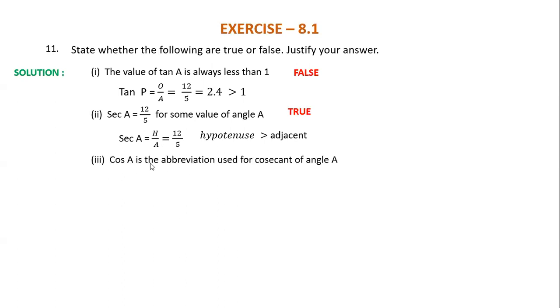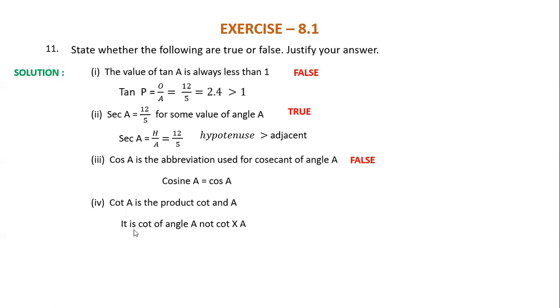Third one: cos A is the abbreviation used for cosecant of angle A. Now, cosine A is cos A, not cosecant. So this is a false statement. Next, cot A is a product of cot and A. In the first question itself, I told you when it is written this way, it is the cot of angle A. It is not cot into A. So same way, it is the cot of angle A, not cot times A. Therefore, this is also a wrong statement.